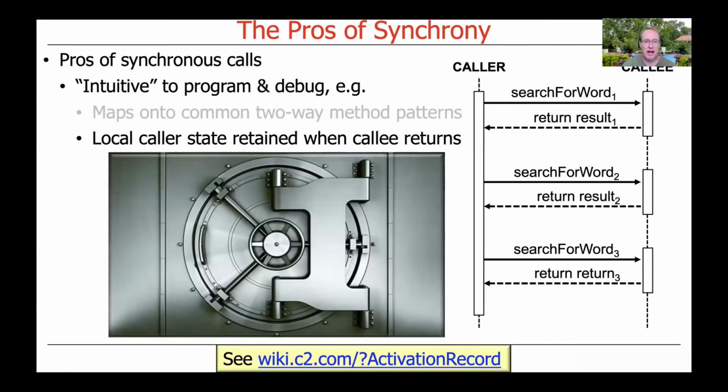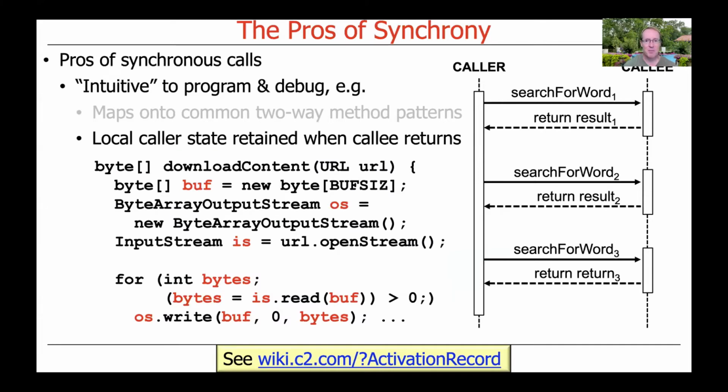Another nice thing about this model is that local state from the caller, the method that's making a call, is automatically saved and then restored when the callee returns. That's because the implementations of these things typically use stacks of activation records, and the activation record keeps track of the local state. So let's take a look at a very simple example just to make this clear.